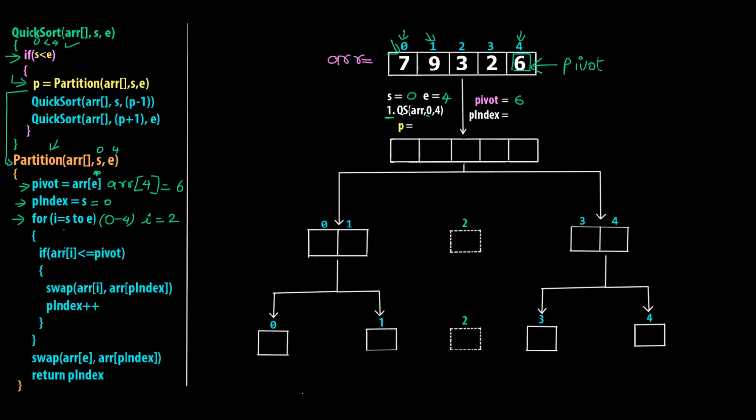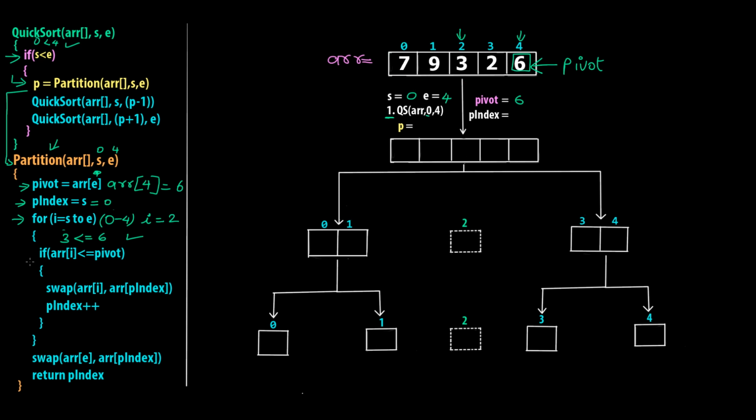We will say if ARR of 2, that is 3, is 3 less than or equal to the pivot value which is 6? Yes. Now the condition has become true. So this 3 is less than 6. So according to our strategy, what is our strategy? We want all the elements that are smaller than 6, that is smaller than the pivot value, to come to the left hand side of the 6 value. So what we are going to do now is take this 3 value and put it at the very start of the array because we want smaller elements to the left hand side, right? So this is what is happening over here.